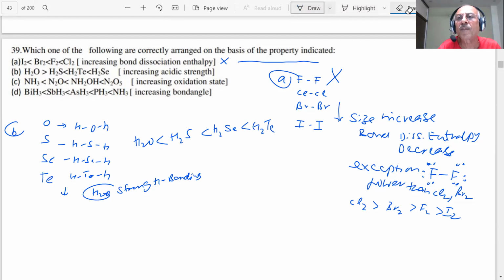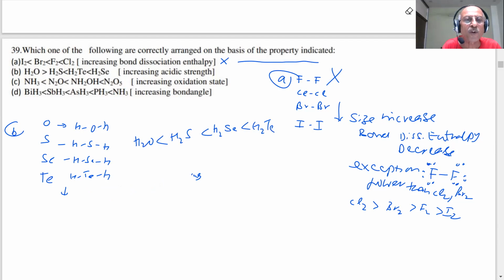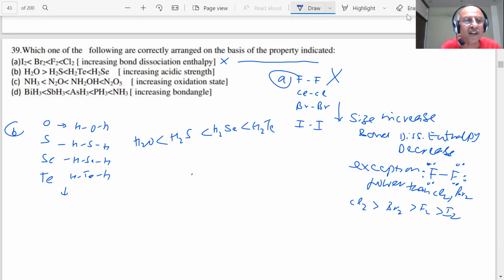Let me remove it. So what is happening as you go down the group? Bond length is increasing and the bond dissociation enthalpy is decreasing. So this is the correct order. Because the size is becoming larger, bond length is increasing, so this is more acidic. So this is not the correct answer then. Then increasing oxidation state. Let me see the C part.